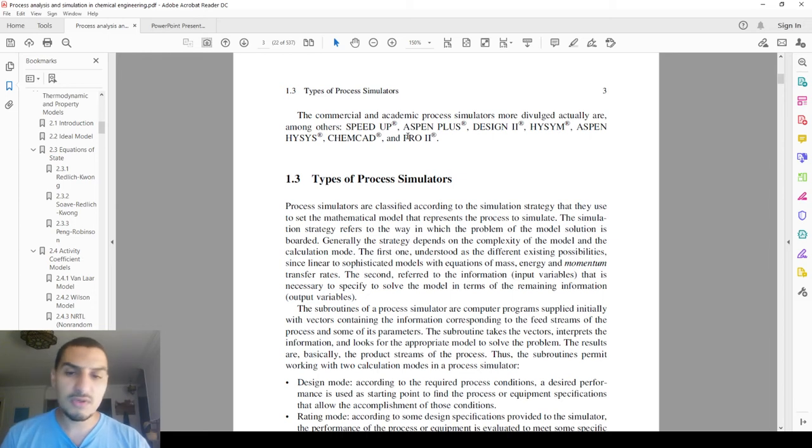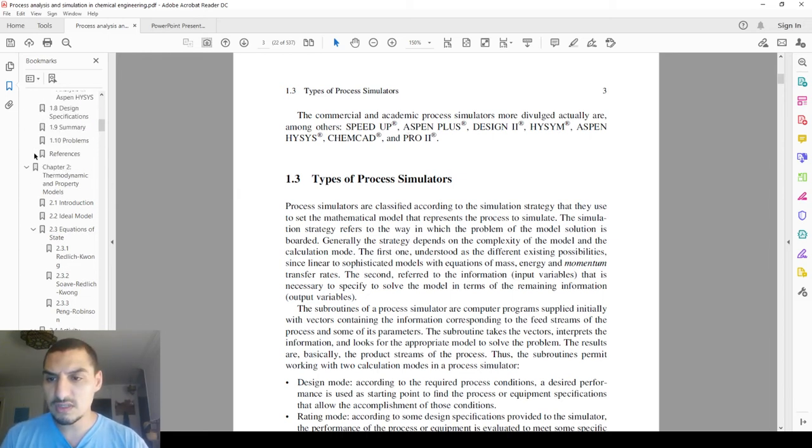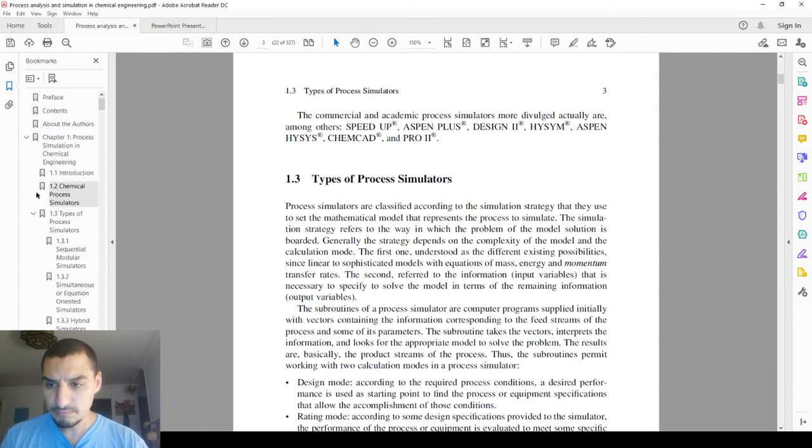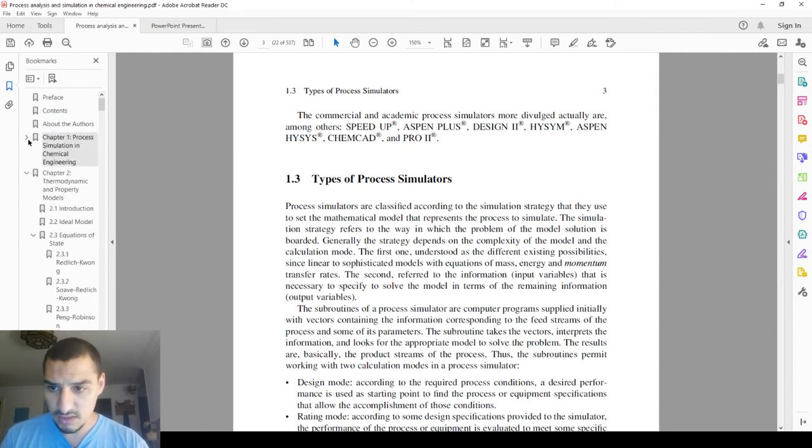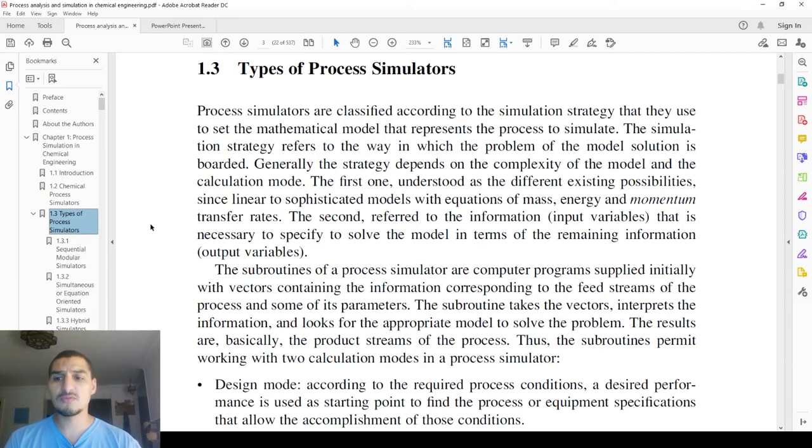Anyway, the point that I want to discuss in this video is what's covered in section 1.3, which is types of process simulators. This is important for us to know because it lets us know how the simulator works, how it deals with the system, and how it solves it.